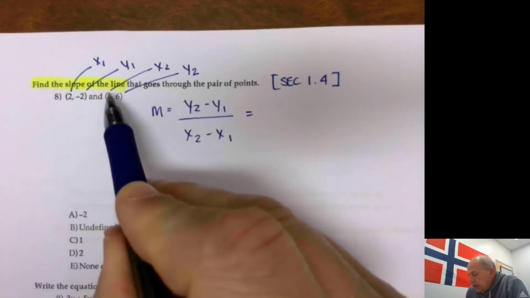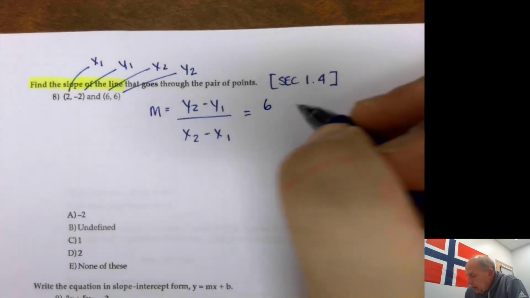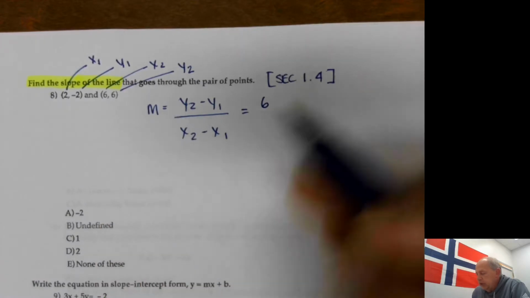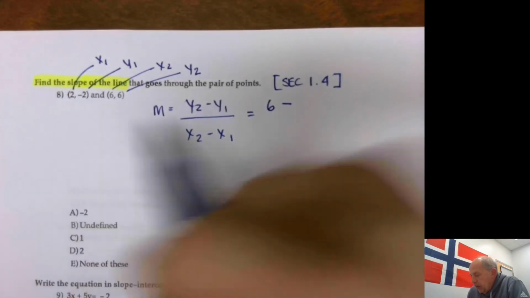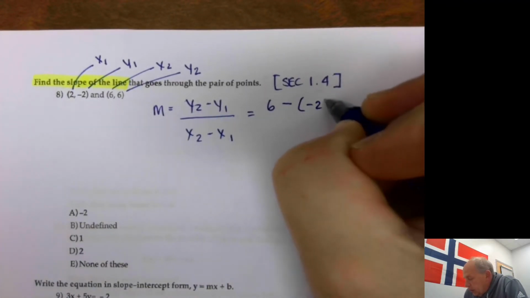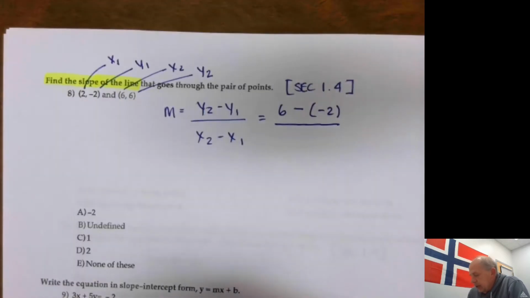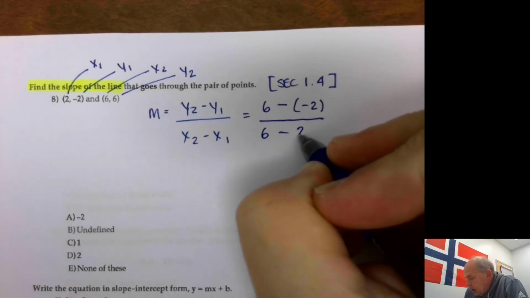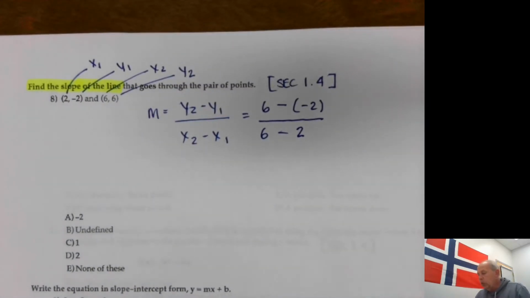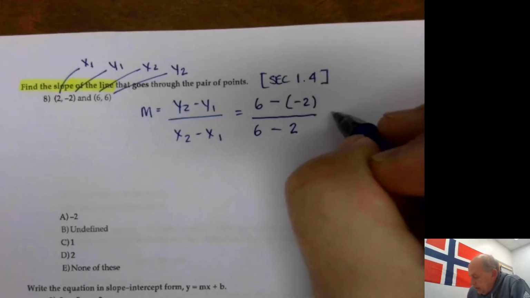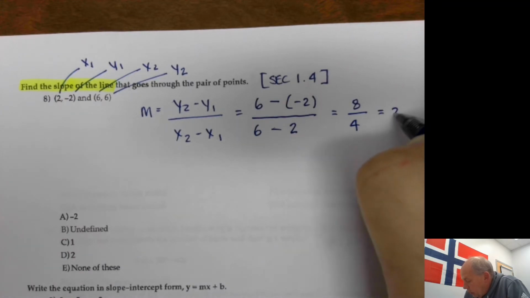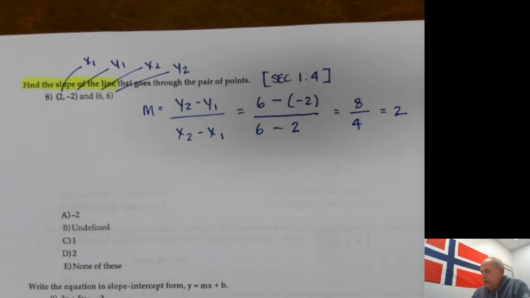So here are my 2 points. I have the second y coordinate from my second point, which is 6. I have my first y coordinate from my first point, which is -2. x2, which is 6, minus x1, which is 2. So what I have here is 8 over 4, which is 2.